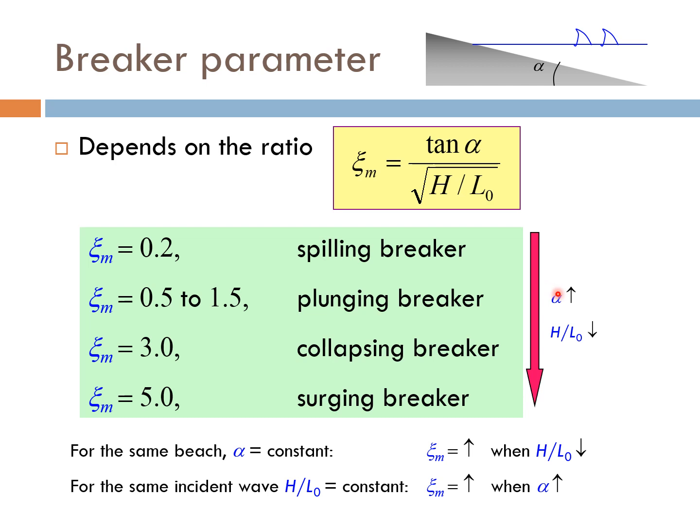So basically, we can say for the same wave, if it approaches a shoreline with higher beach steepness, then it tends to get a surging breaker. If it approaches lower steepness, it tends to get a spilling breaker. On the other hand, for the same beach, if the wave steepness is lower, it tends to get a surging breaker. But if the wave steepness is higher, it tends to get a spilling breaker.